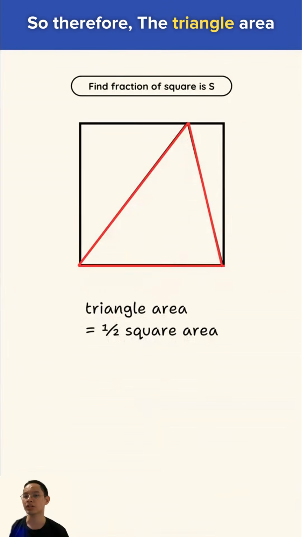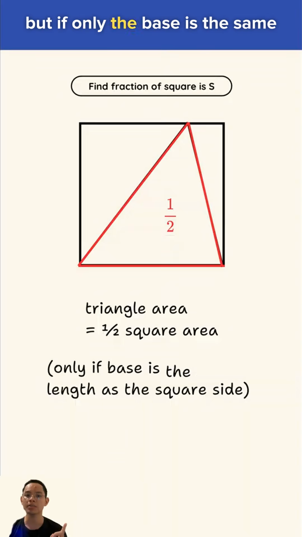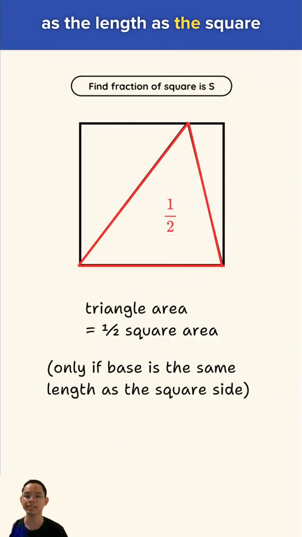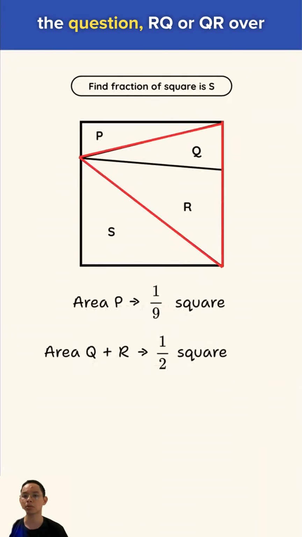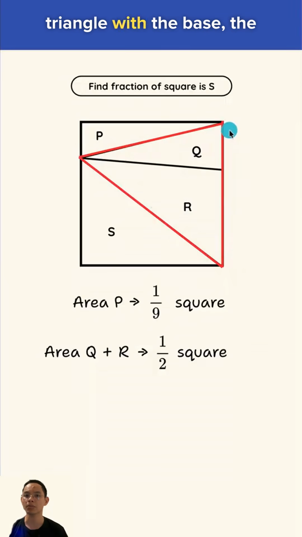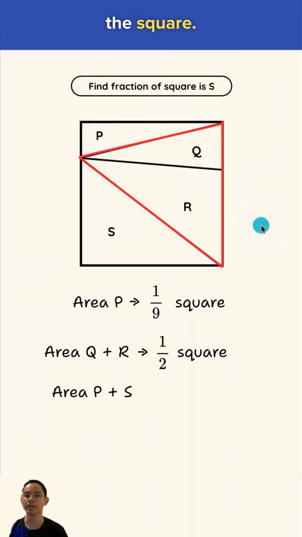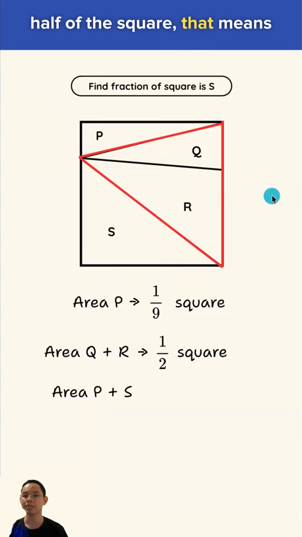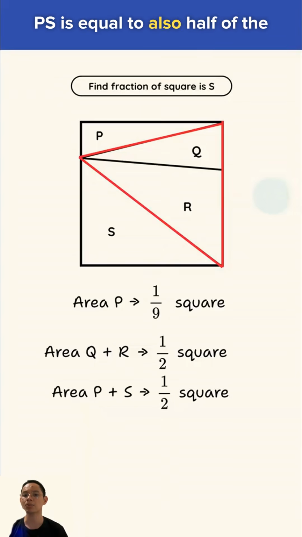So therefore, the triangle area is always half the square area, but only if the base is the same length as the square side, as what you see over here. So if we go back to the question, R and Q combined together is a triangle with the base the same as the height or length of the square. So since we know that QR is half of the square, that means PS is also half of the square, or 1 minus half is just half.